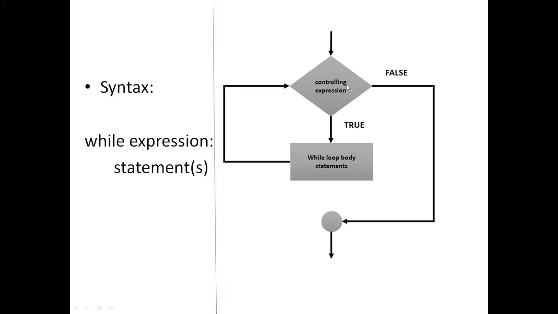The flowchart for the while loop is given here. At the start, we check whether the condition is true. If it is true, we execute the statements given within the while loop. If the condition becomes false, we go out of the while loop and move to the next statement. Until the condition is true, we execute all the statements within the while loop. We'll study this while loop using one example.